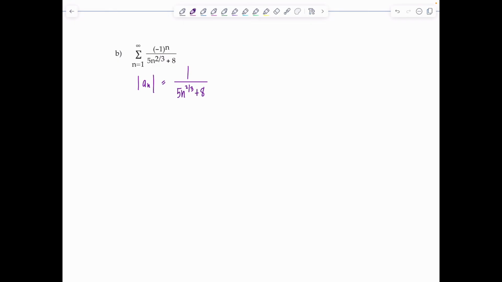Again, I'm going to go for limit comparison test. Who's the star of the show? Highest power of n in the top and bottom. There's no n's in the top. There's n to the 2/3 in the bottom. So that's what Bn is going to be.